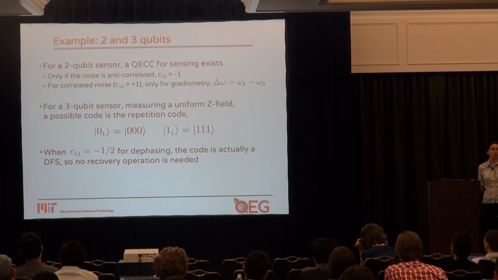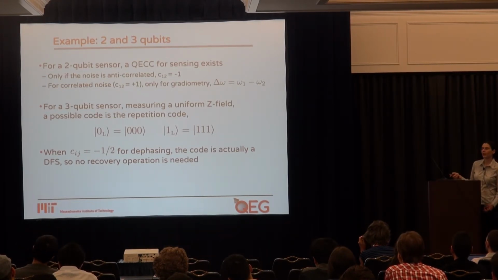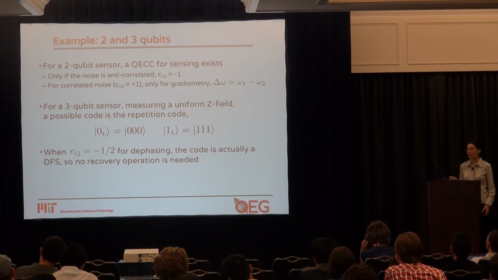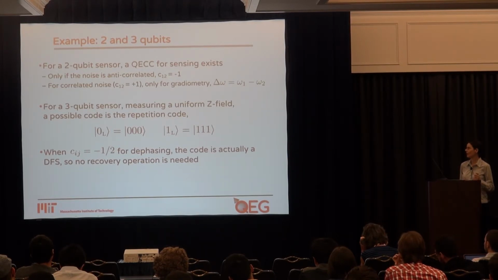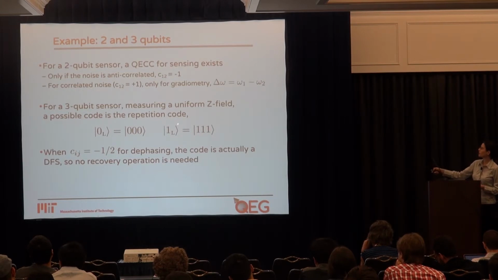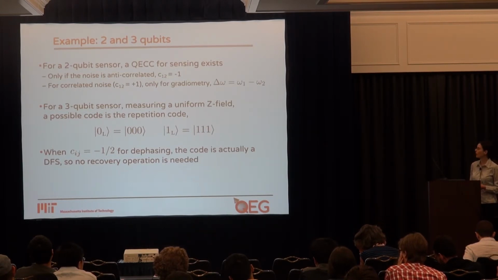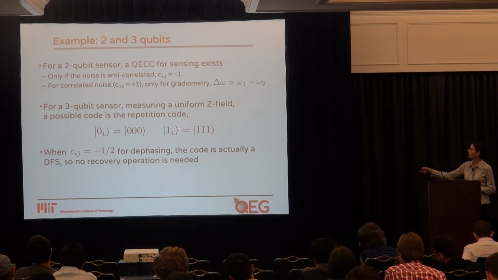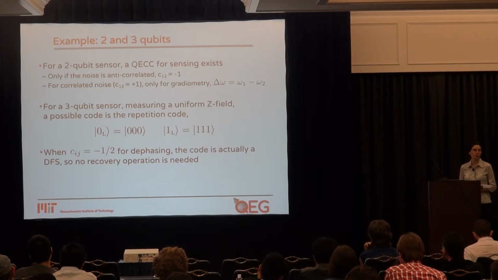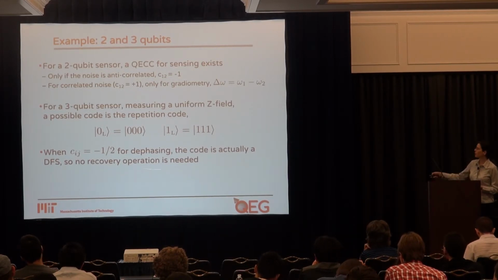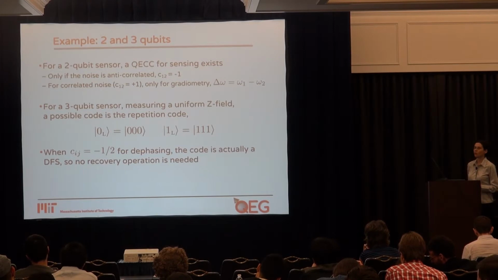Outside this condition, it's possible to prove that for 2 qubits there is no other possible quantum error correction code which will give you protection while at the same time allowing you to measure some type of signal, at least for measuring Z, a phase along Z, in the presence of dephasing. For a 3-qubit sensor, we can still measure a uniform Z field with the same repetition code that we saw before. But this is possible when we have some particular correlation again.